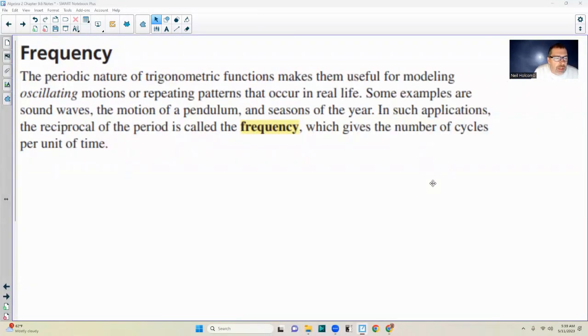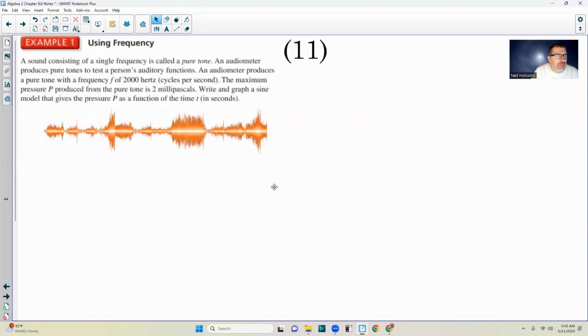Okay, let's look at the word frequency before we get started. The periodic nature of trigonometric functions makes them useful for modeling oscillating motions or repeating patterns that occur in real life. Some examples are sound waves, motion of a pendulum, the seasons of the year. In such applications, the reciprocal of the period is called the frequency, which gives the number of cycles per unit of time. So example one is using frequency.